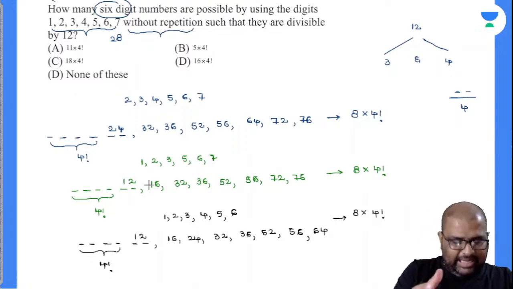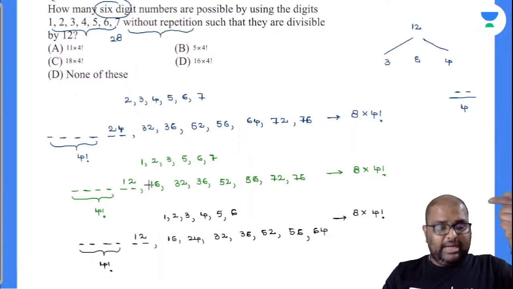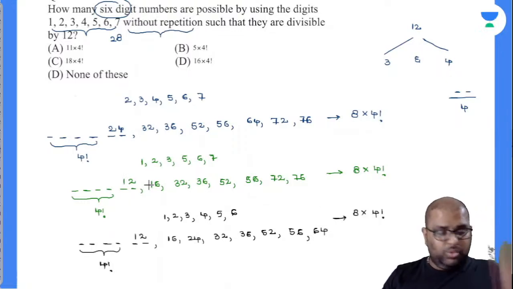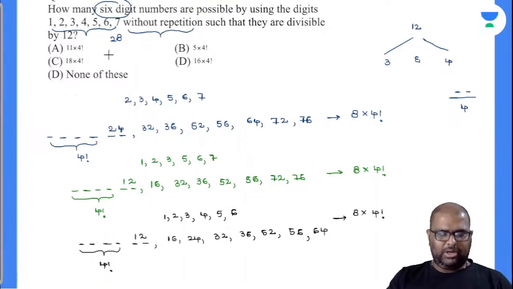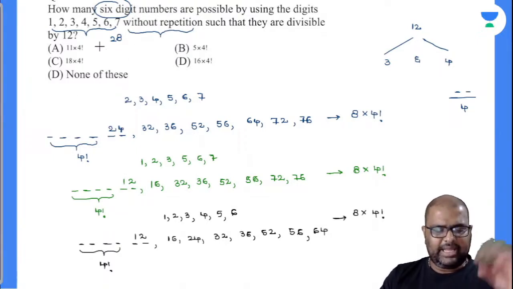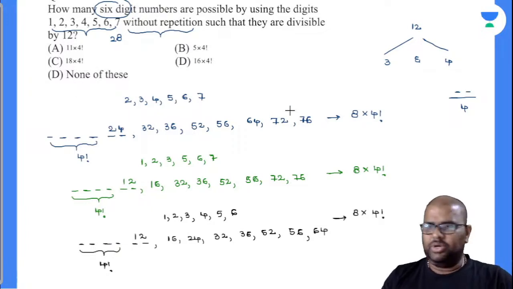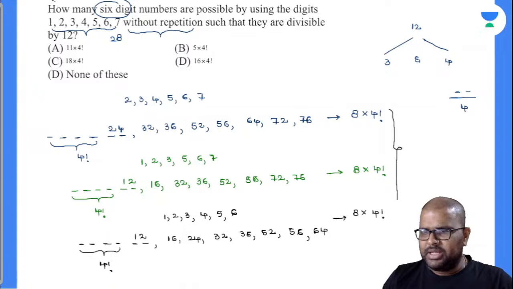Next number is 18. If I have to get some 18, I should remove 2 numbers there. 21. Am I right or wrong? Now check once. With 6 digits I cannot frame 18. So these are the only 3 chances there. Add those 3 chances and the value will be 24 into 4 factorial.